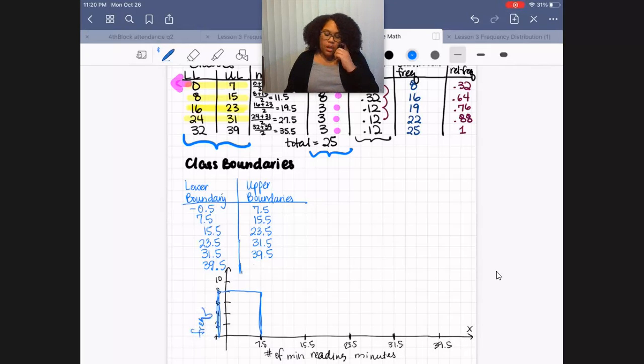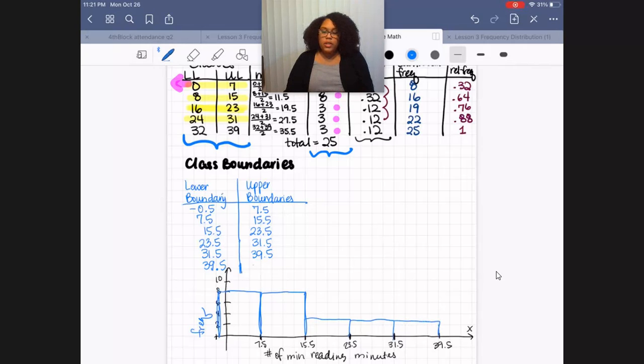Okay, my next bar is going to go from the 7.5 to the 15.5, and it also has a height of 8. So because it's starting at 7.5, we're going to see those two bars back to back. My next class has a height of 3, so that's 2, 3 will be right here in the middle, and I'm going to go all the way to the 23.5. And then the same thing with my next class, and the same thing with my final class.